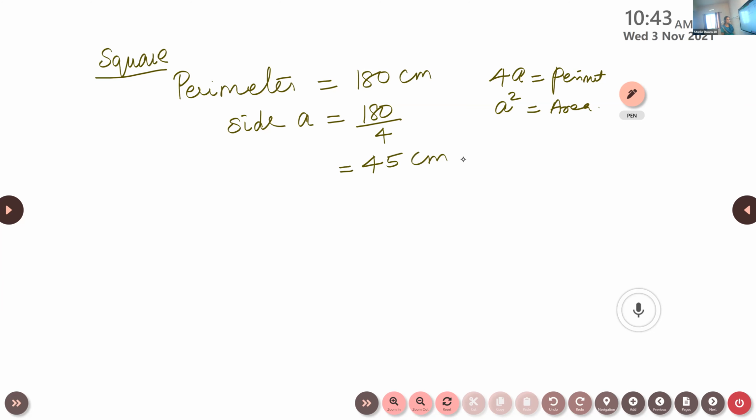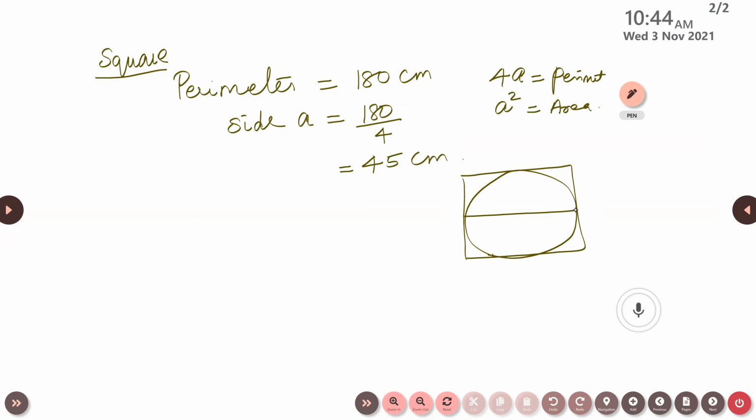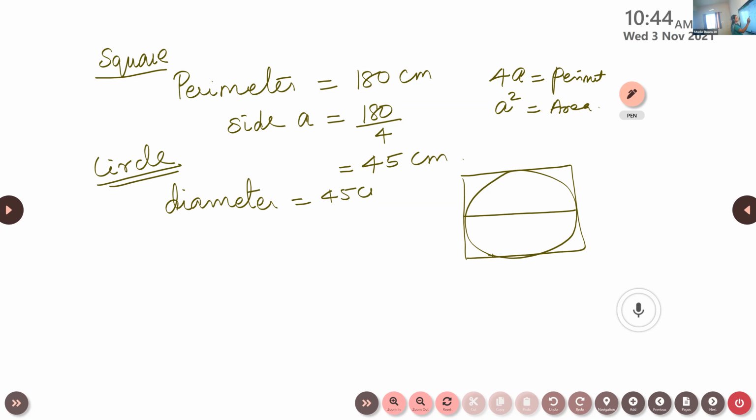45 centimeter. So imagine, one square is there. This square is circumscribing a circle. So what will be the diameter or the radius? Diameter of the circle will be same as 45. Yes, very good. So for the circle, diameter will be same as side of the square, which is 45 centimeter. From here, what is the radius? Radius is 45 by 2 centimeter.